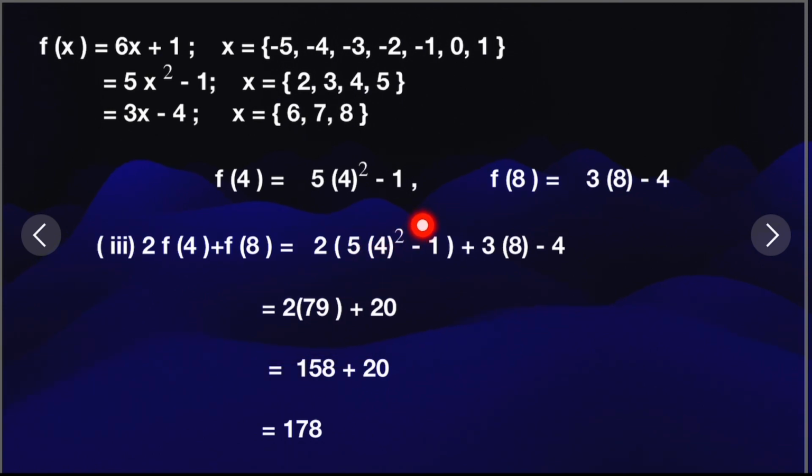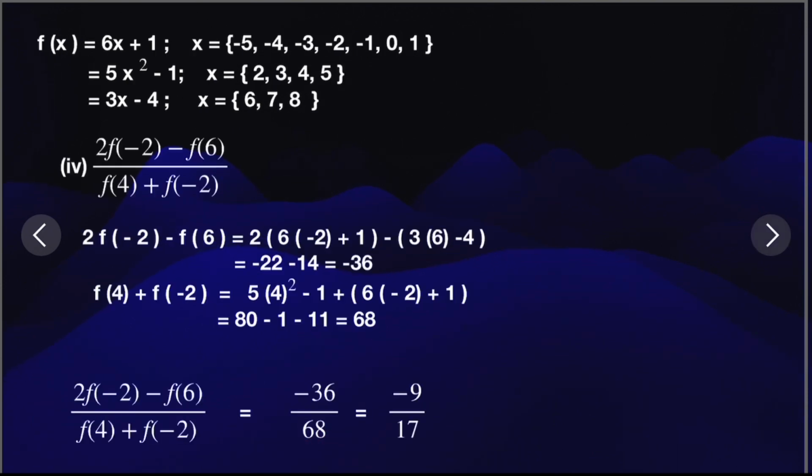So 4 fours are 16, 16 fives are 80, 80 minus 1 is 79. Plus 3 eights are 24, 24 minus 4 is 20. Solve it, you will get 178. Okay, then the fourth sum.